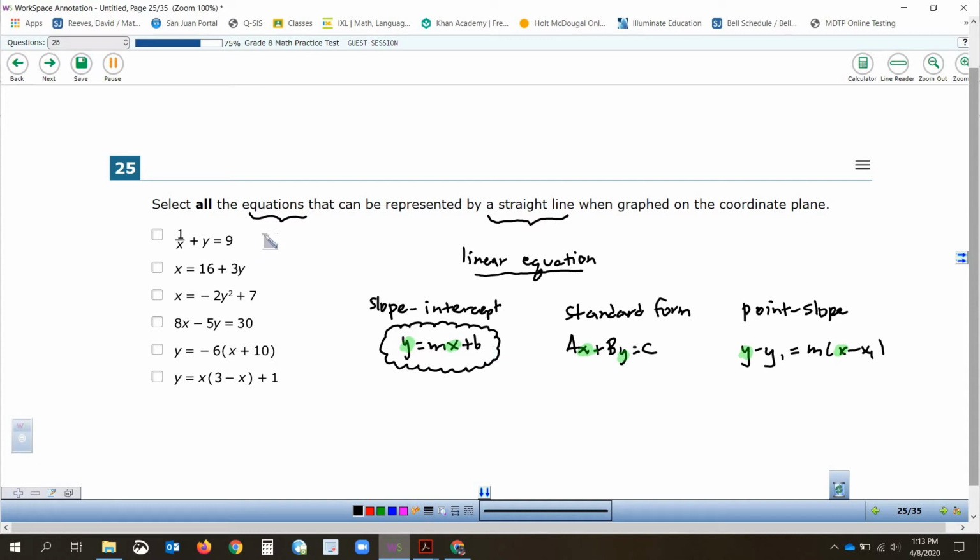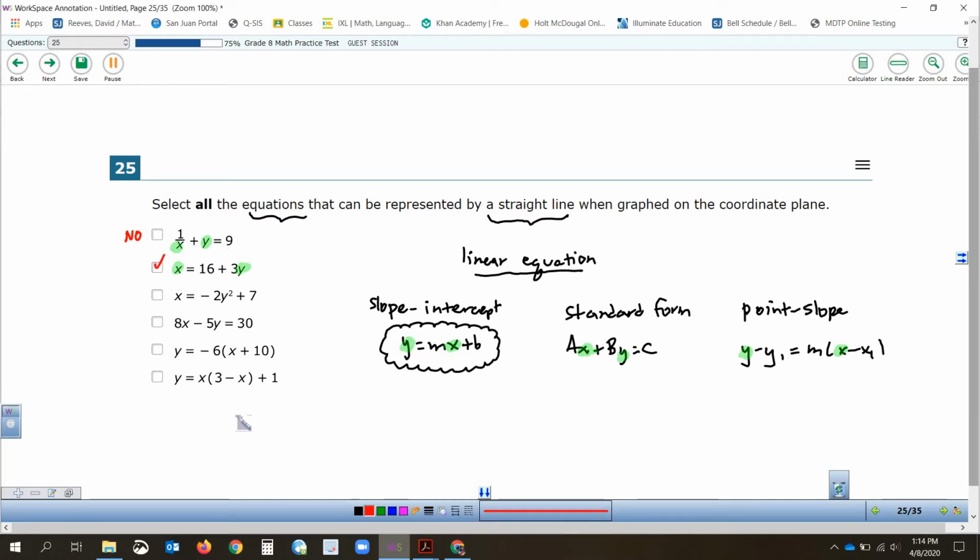All right, so if we take a look at this first one, it looks promising. We have a y and we have an x, but take a look at where that x is. That x is down in the denominator, and we're not allowed to have that in a linear equation. So this one is going to be a no. All right, if you take a look at the second choice, there's our x and there's our y. There's no exponents. And if I wanted to, I could get this y by itself by subtracting 16 and dividing by 3. And I could write it as y equals mx plus b. So this one's going to be a yes.